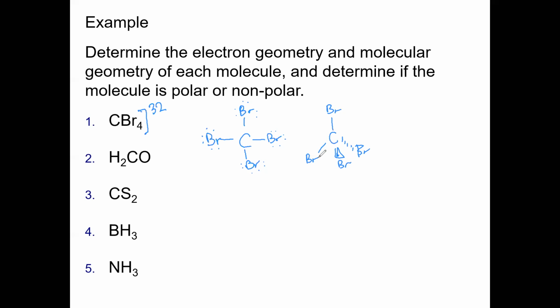And then looking at the polarity difference, we see that there's actually a greater than 0.4 difference between the different atoms in our bonds. So our electronegativity difference gives that each one of our bonds is a polar bond. But because each one of these bonds and the electron domain geometry actually cancel each other out, this would be a nonpolar molecule.